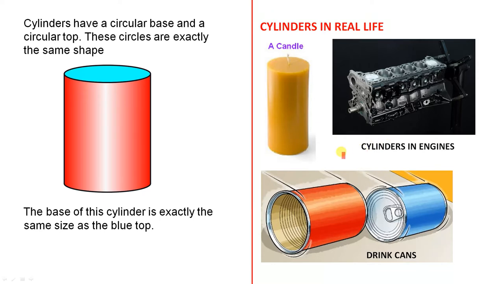Now here are three examples of cylinders in real life. The candle, perfect example. The cylinders in engines, they could be car engines, truck engines, or any type of engine. Normally they have perfect cylinders. And also drink cans are examples of cylinders in real life.